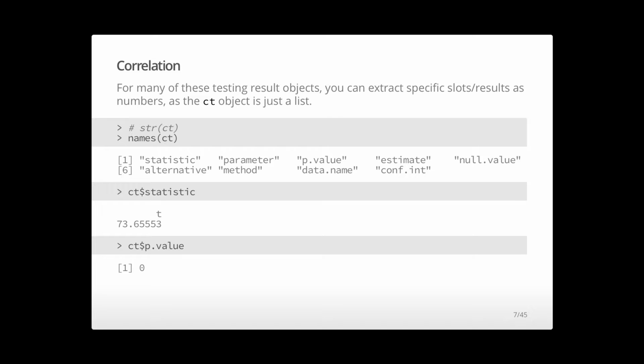So these types of objects, we are going to show you, they're kind of like lists. You can grab the things with the dollar sign. So CT$statistic gives you the t statistic. CT$parameter will give you the degrees of freedom. CT$p.value gives you the p-value back.